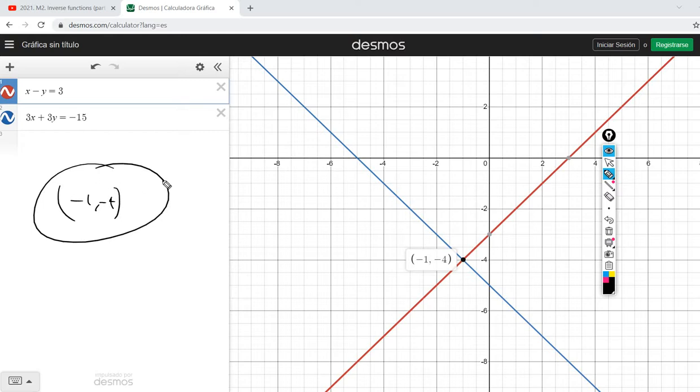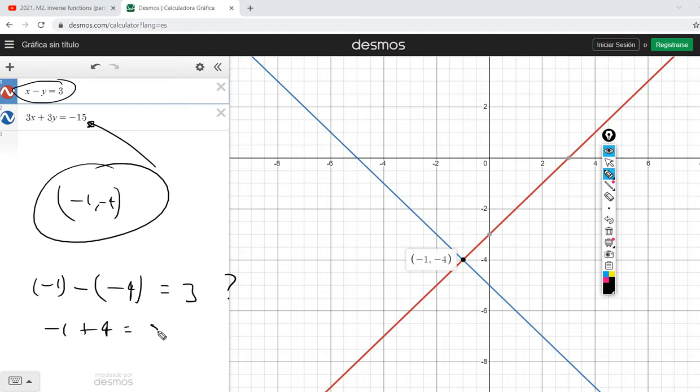This point, -1 comma -4, that is the solution to this system of equations. What does that mean? That this is the solution to this system of equations. Okay, let's take for example this one first. If you replace the x for -1, and then the y for -4, be aware that you have a minus in there, minus, and then y, and y is -4 according to this point. Are you gonna get 3? The answer is yes. -1 plus 4 is 3.